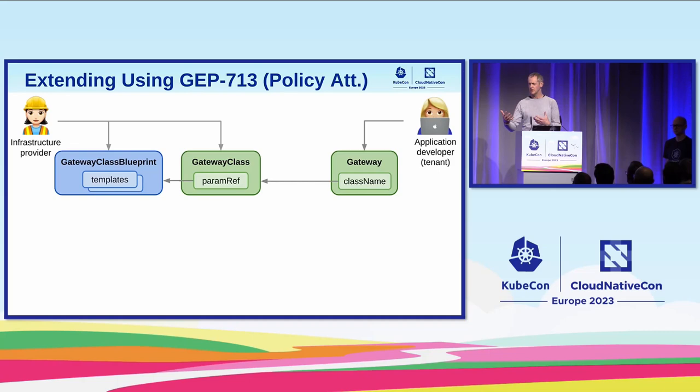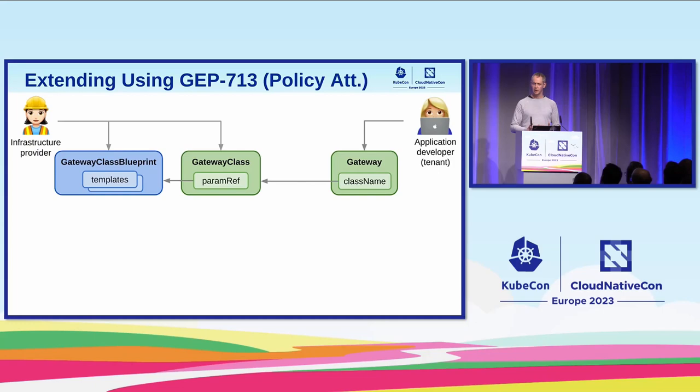In the example that we have here, we have a developer that has expressed that they want to have a gateway created. And we also have an infrastructure provider that has created a gateway class. A gateway class is kind of a named gateway implementation. Together with that, the infrastructure provider has also configured that gateway class to use a specific gateway class blueprint.